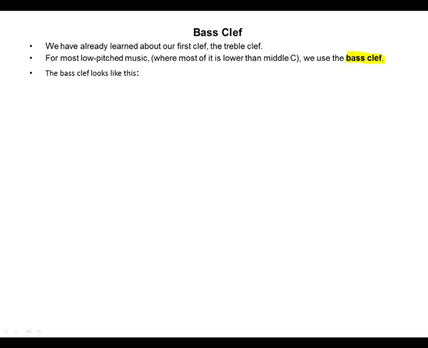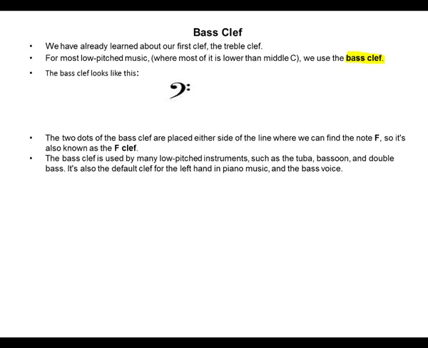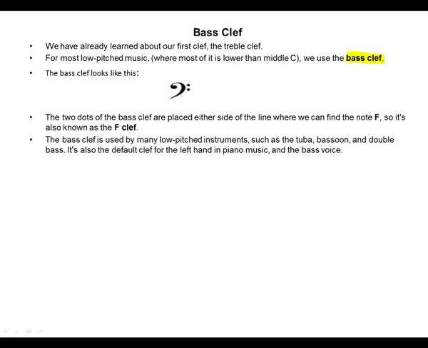The bass clef looks like this. The two dots of the bass clef are placed either side of the line where we can find the note F. So it's also known as the F clef. The bass clef is used by many low-pitched instruments, such as the tuba, bassoon, and the double bass. It's also the default clef for the left hand in piano music and for bass voices.